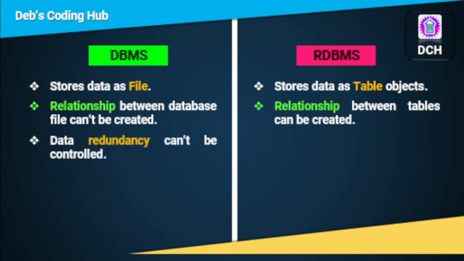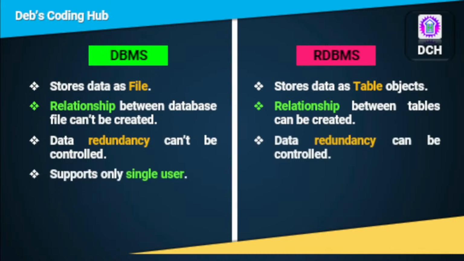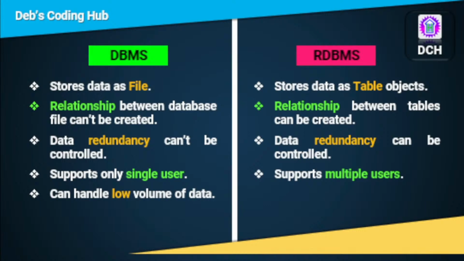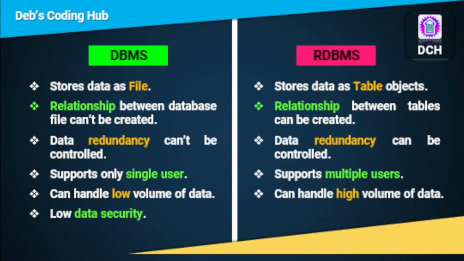Data redundancy can't be controlled in DBMS. That means there will be repetition of data. But in RDBMS, data redundancy can be controlled to a great extent. DBMS only supports single user operation, but in case of RDBMS, we can have multiple user support. Next difference is DBMS can handle low or moderate volume of data. But as compared to DBMS, RDBMS can handle a huge volume of data. DBMS gives low data security, whereas RDBMS gives us high data security. So these are the basic differences between DBMS and RDBMS software.